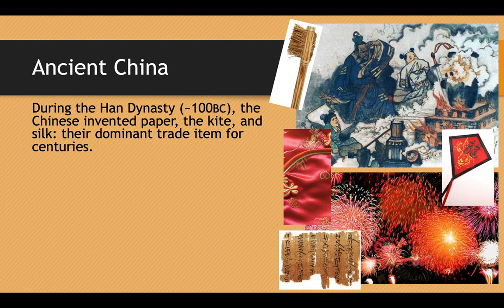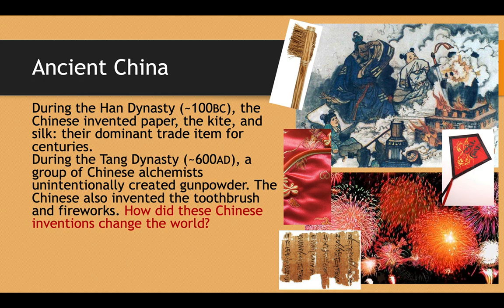During the Han Dynasty, which was around 100 BC, the Chinese invented paper, they invented the kite, and they invented silk, which became their dominant trade item for centuries. During the Tang Dynasty, which was later on, about 600 AD, a group of Chinese alchemists, who are basically fake chemists who try to concoct different elements or maybe change certain elements into gold or make elixirs for immortality, unintentionally created gunpowder.